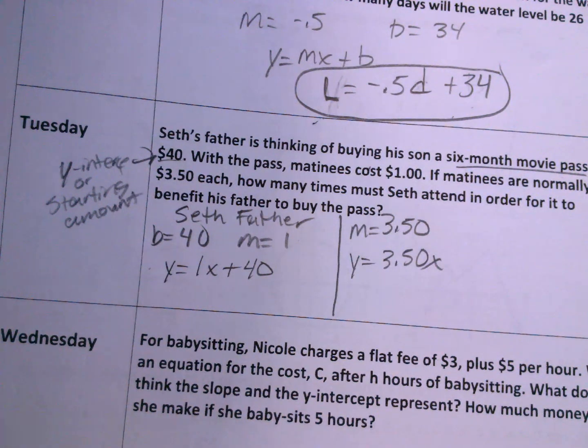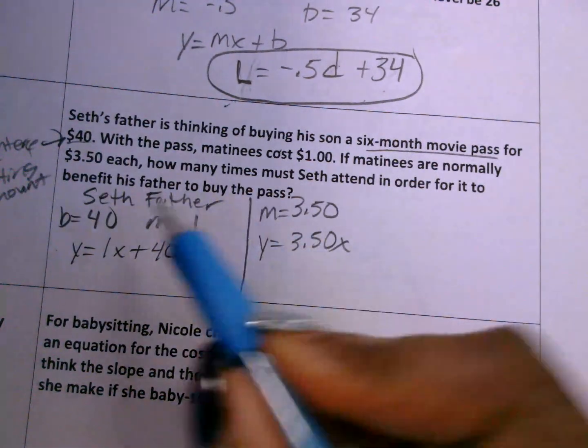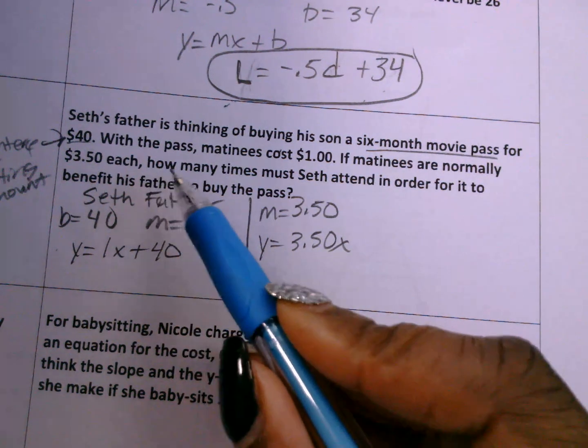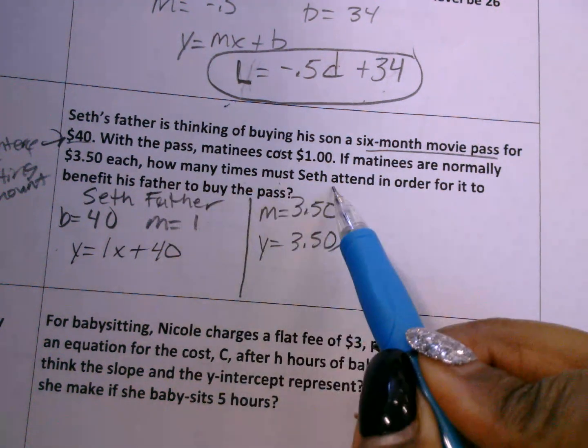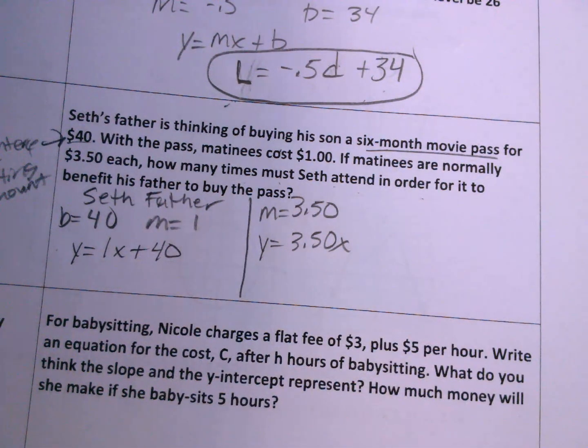Okay, good people, make sure that you have a working calculator. We're going to answer the last part of the question. We wrote the equations. This is why we're writing the equations. It says, how many times must Seth attend in order for him to benefit his father buying that pass? Okay, so what we're going to do is type both equations in the calculator, and we're going to make comparisons to see how many movies he has to go to in order for his father's purchase to be beneficial.